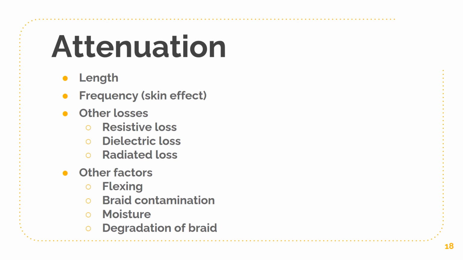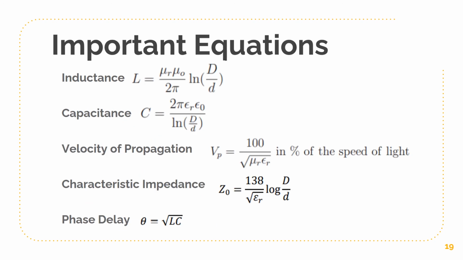Other losses also include resistive losses, dielectric losses, and radiated losses. Also, other factors include flexing, braid contamination, moisture, and degradation of braid. And here are some important equations to note about coaxial lines.